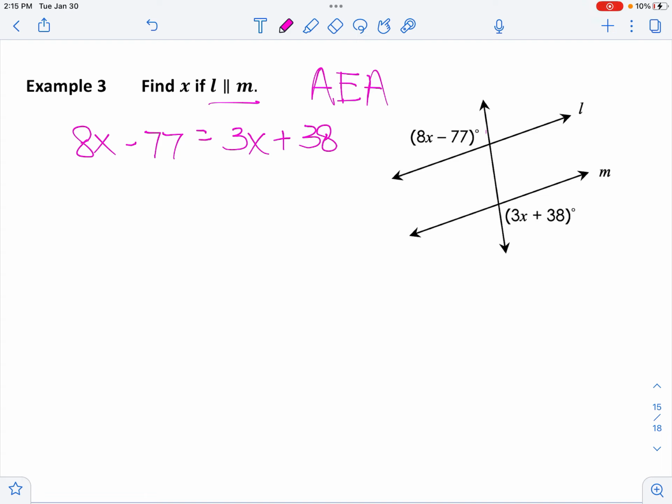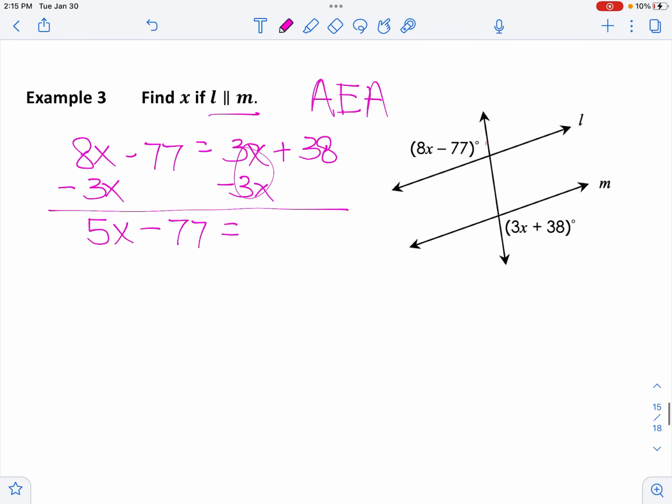Okay, so now I just want to solve that. So I'm going to get all my x's on one side. Remember, you can get rid of whichever one you want, but I'm going to get rid of the 3x. So then I'm going to do that on both sides. Okay, that makes this 5x minus 77 equals 38.